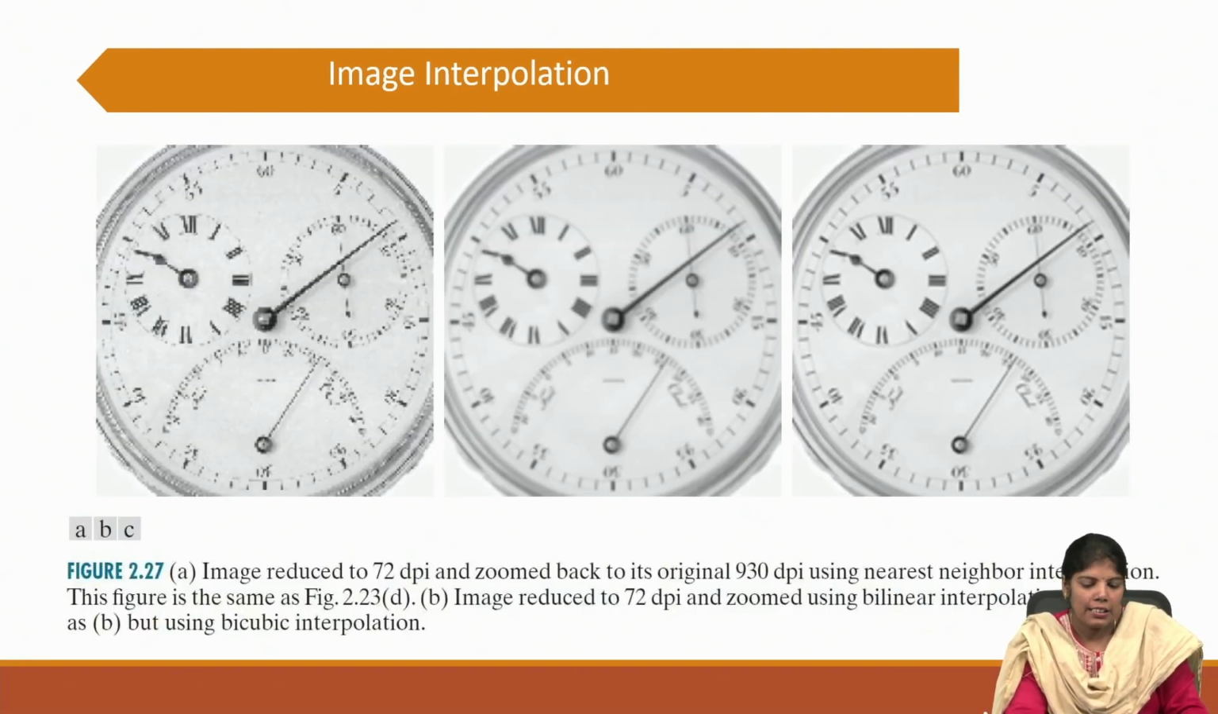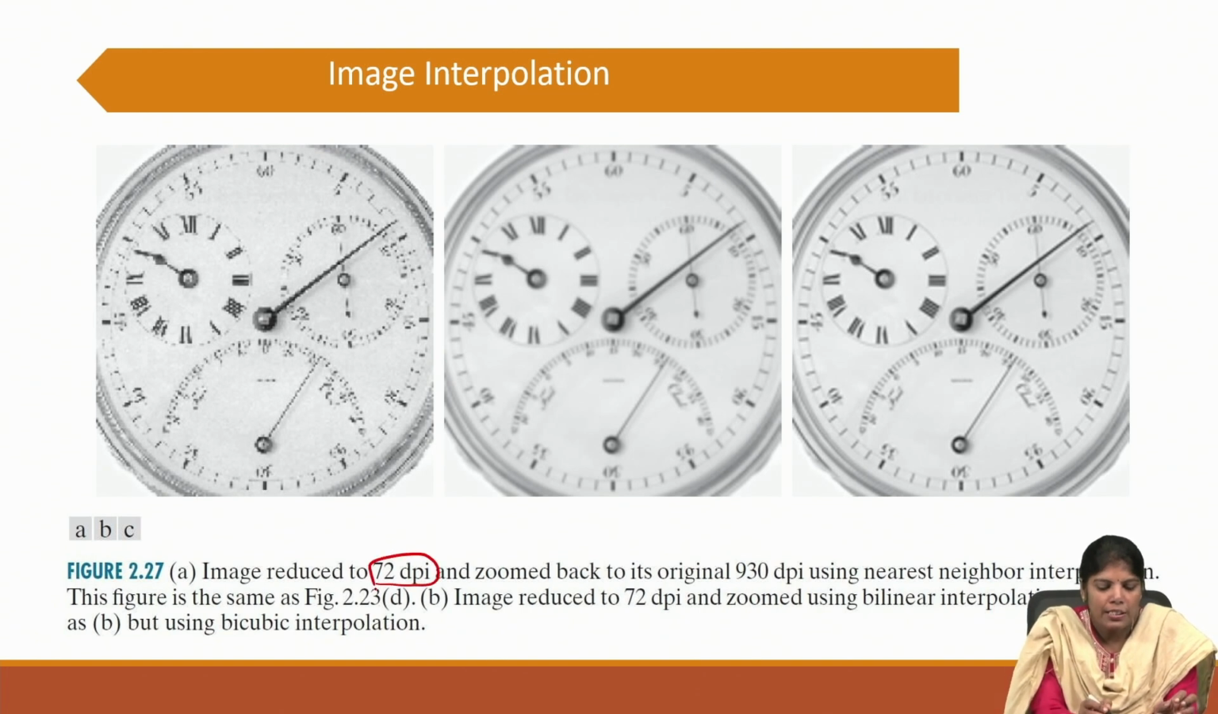You can see three pictures on the screen. The first image is about 72 dpi. dpi is dots per inch, a measurement of the image, generally representing the resolution of the image. This is 72 dpi, and this is a representation of 930 dpi. As the intensity levels increase, you get clarity. If the intensity levels decrease, the image degrades. If you observe the first image with respect to the second image, the intensity varies.